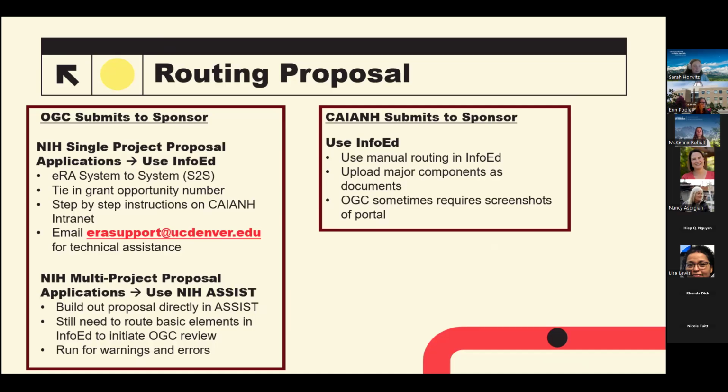So this is where we go back to the two different types of proposals that McKenna mentioned. The first being one that OGC submits to the sponsor. So this will be NIH, and anything that is using the ERA system as well, and where we are the parent recipient. And then the other is where Cayenne submits to the sponsor. So that would be where we are the subcontractor, or if it's a non-federal grant, like a foundation or a state.